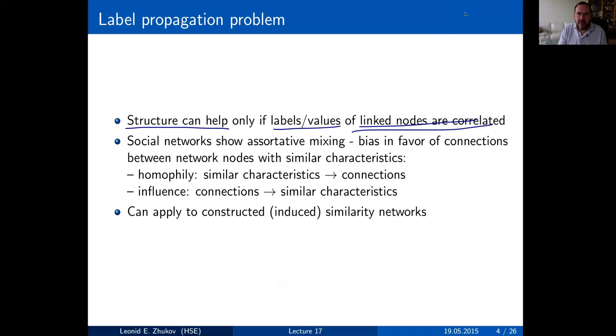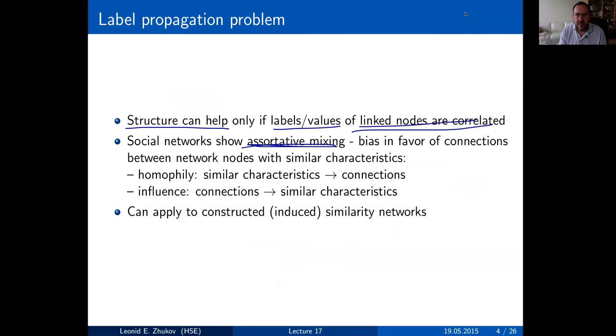All right, so the good news is that in many networks that we work with, this is true. In particular, we talked about this last semester, that social networks in general show assortative mixing, which means that there is a bias to connecting nodes with similar characteristics, right?